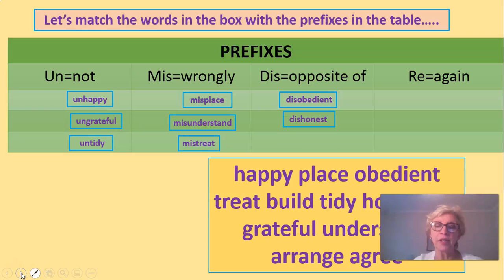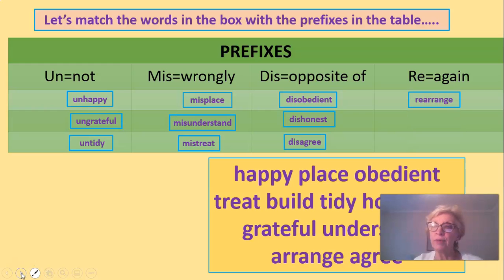Disobedient, dishonest, and disagree. Disobedient means you don't listen. You're not obedient. Dishonest means you might lie, which means you're dishonest. And disagree is not a bad thing at all. It just means you have a different opinion.